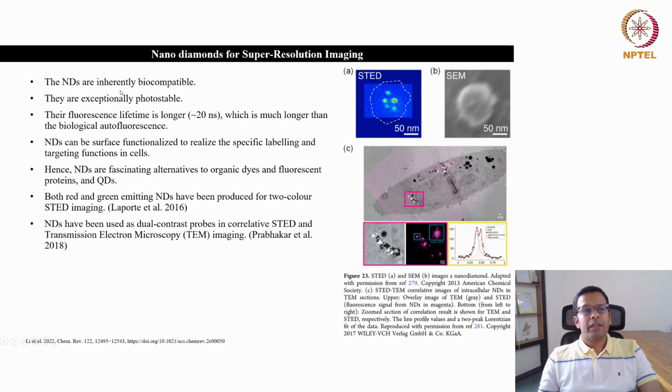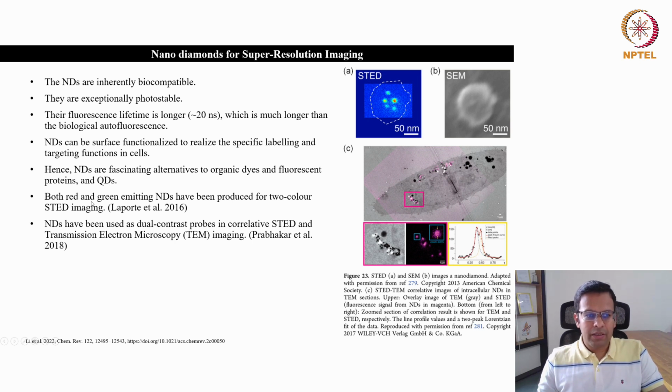So the nanodiamonds are inherently biocompatible and they are exceptionally photostable. Their fluorescence lifetime is longer. It's 20 nanoseconds, which is much longer than the biological autofluorescence. The nanodiamonds can be surface functionalized to realize specific labeling and targeting functions in the cells, and hence nanodiamonds are fascinating alternatives to organic dyes, fluorescent proteins and quantum dots.